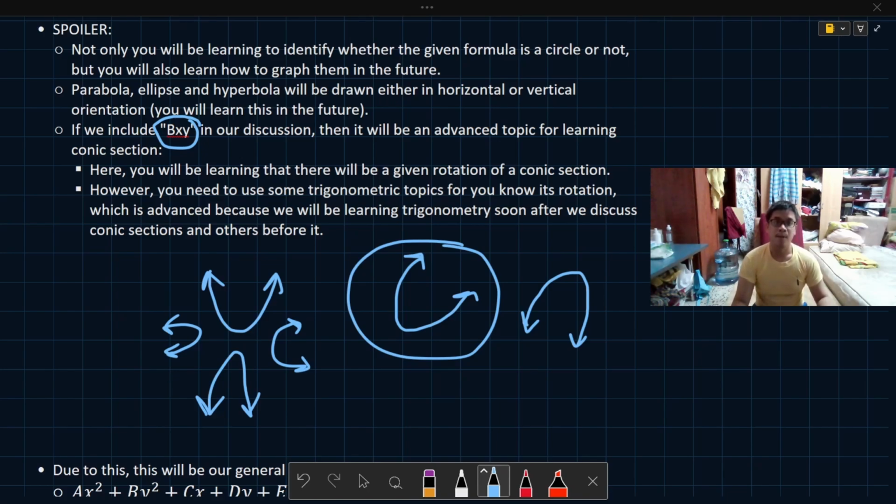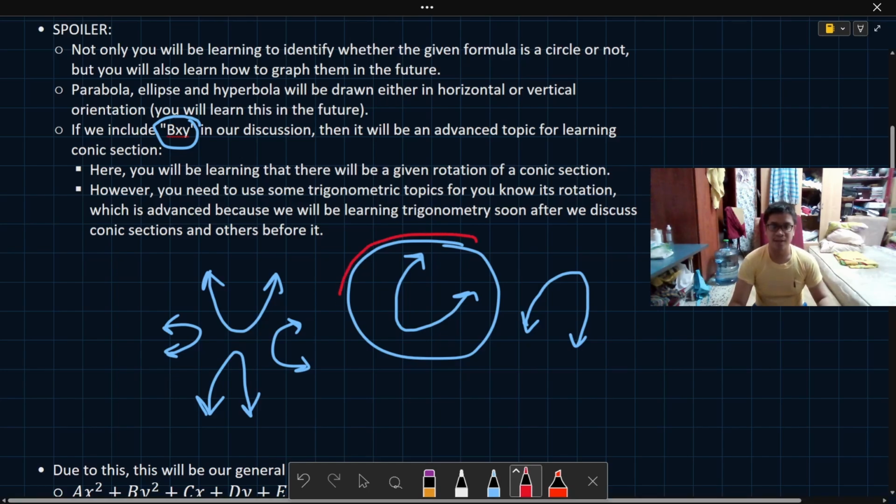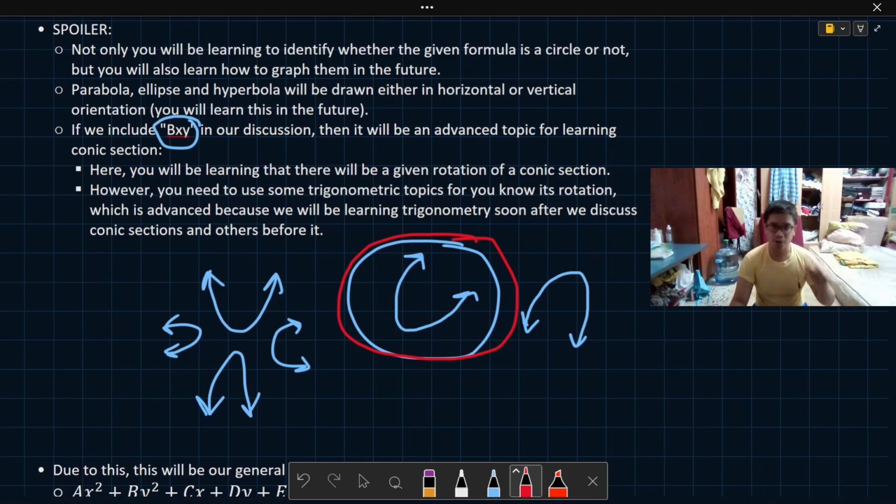But here's a problem. You need to use some trigonometric topics to know its rotation. For example, at this parabola, what would be the angle of rotation for you to reach the parabola in this position? At what angle, if you rotate it, will it become like this?